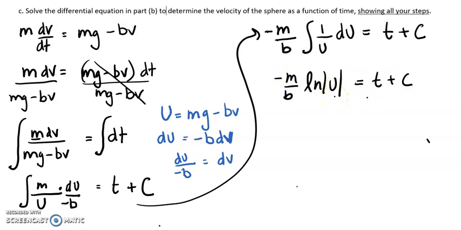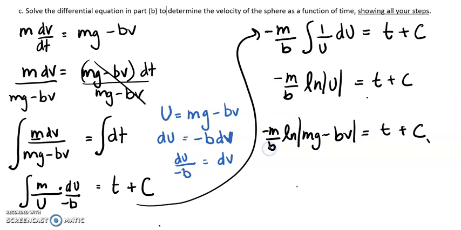Now let's just plug in what u was. So u was mg minus bv, equals t plus c. Great. So next, we just integrated, so we're going to need to, oh my goodness, I forgot to write the term ln. Silly mistake galore. Okay, so that's great. Now I'm good.